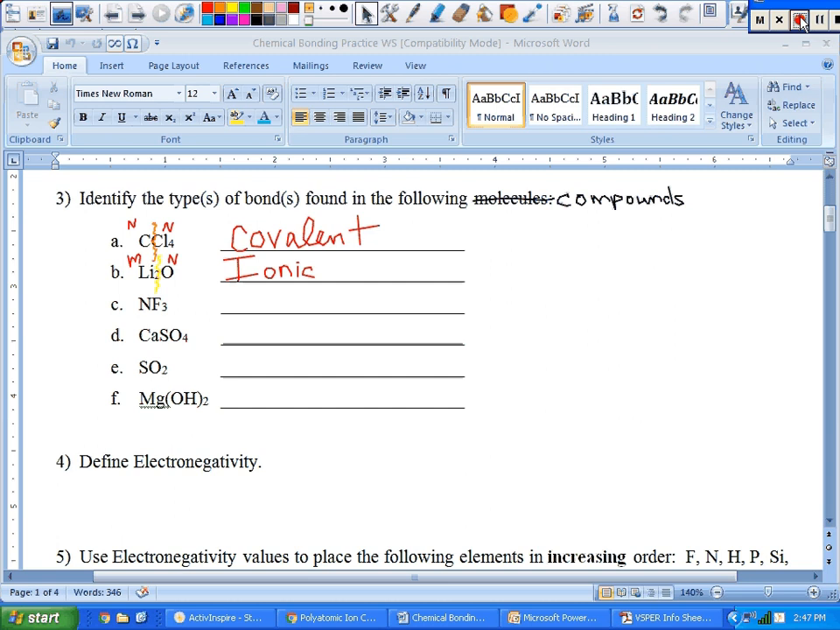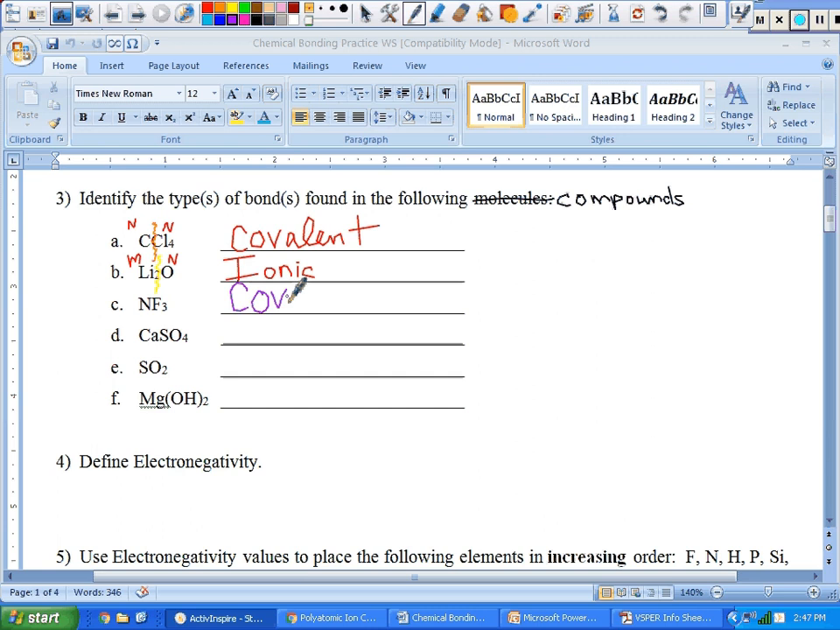All right, so Natalie, let's look at C. Nitrogen, metal or non-metal? Non-metal. Fluorine, metal or non-metal? Non-metal. So what type of bonds do you have? Covalent. Very good.